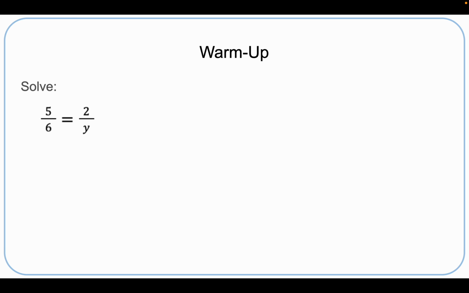Here's a quick warm-up problem. Let's just go ahead and do this one together. We're solving for y. We want to use cross multiplication here. So we're multiplying the numerator of one fraction by the denominator of the other one and setting them equal. So 5y would equal 12, and then we need to divide both sides of our equation by 5 to isolate y. Y is going to equal 12/5.